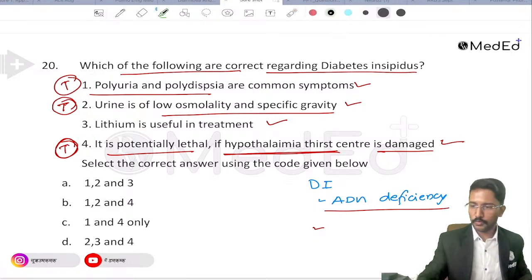So how many of you gave the right answer? The correct answer here is 1, 2 and 4.